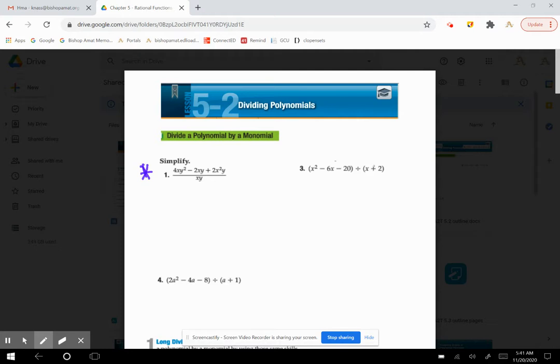binomial. So for when you have a monomial, which is one term at the bottom, in the denominator, you're just going to reduce the fraction. When you have two terms at the bottom, when you have a binomial at the bottom, we're going to do what's called synthetic division.